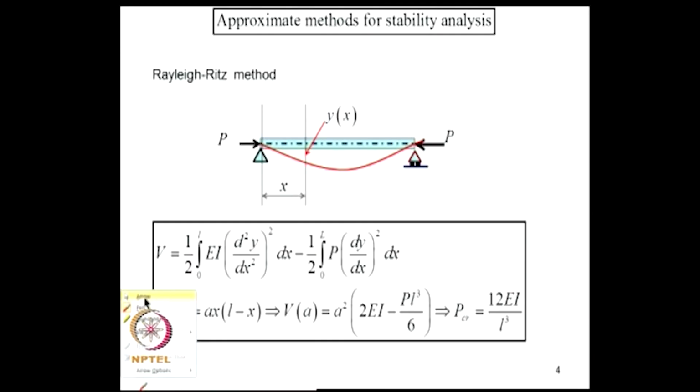We also started discussing approximate methods for stability analysis wherein we considered the expression for the V, that is total strain energy as shown here, and we postulated the displacement field in terms of trial functions where A is a generalized coordinate and we evaluated V as a function of A and then applied the two axioms to get the critical load.